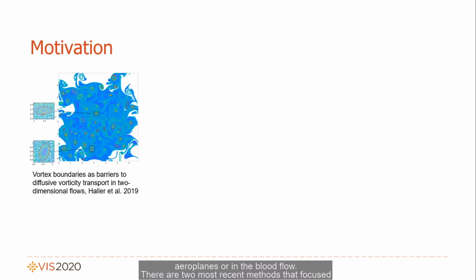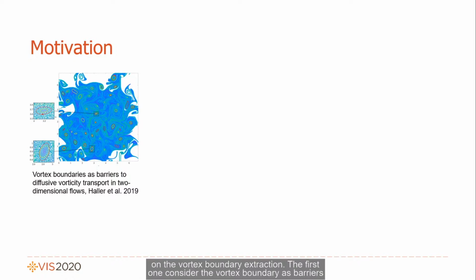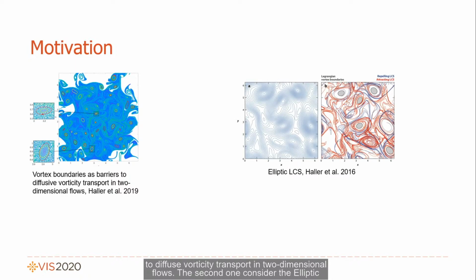There are two most recent methods that focus on vortex boundary extraction. The first one considers the vortex boundary as barriers to diffuse vorticity transport in two-dimensional flow, and the second one considers the elliptical Lagrangian coherent structure as a vortex boundary.